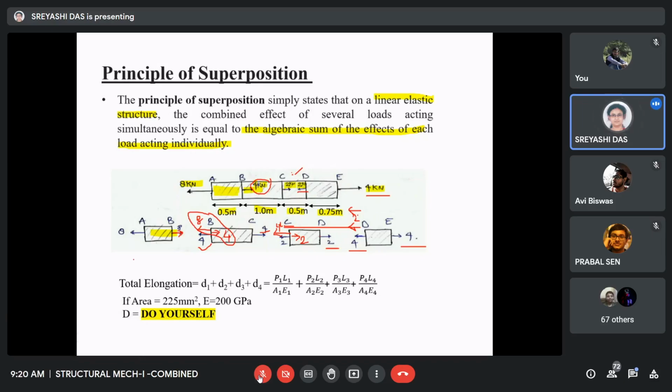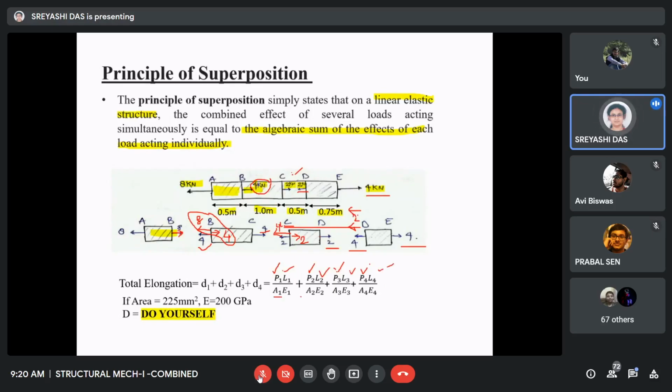So now we can say that part AB is subjected to a load P1. P1 is 8 kilonewton. The part BC is subjected to a tensile load of 4 kilonewton. Part CD is subjected to a tensile load of 2 kilonewton. And part DE is subjected to a tensile load of 4 kilonewton. And each one is having a different length.